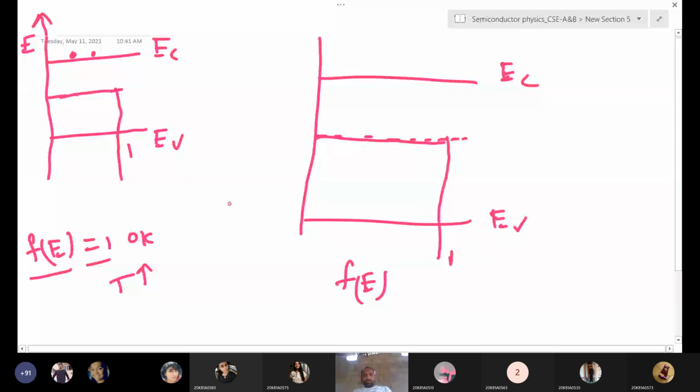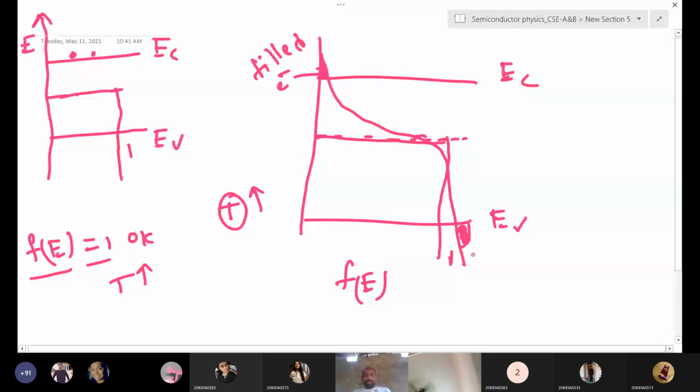If you increase the temperature, what is happening? Some of the electrons jump from the valence band to the conduction band. In that case, you have to draw it this way. This portion is filled with electrons. This other portion means vacancies of electrons, or holes. That is, this much of electrons leave the valence band, and this much portion is filled in the conduction band.